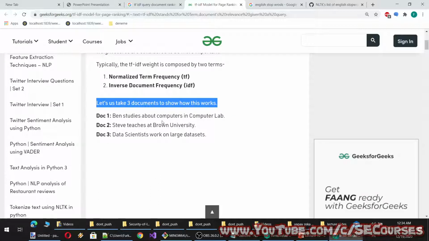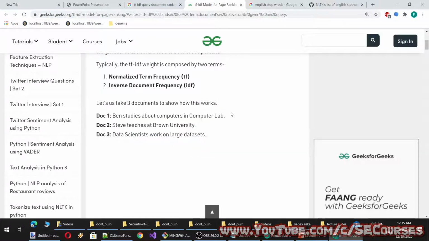Let us take three documents to show how this works. So we think as we have three documents and we will run a query, and then we will rank these documents according to our query, and we will show the user the most relevant documents in an order. So we will do a ranking based on the relevance to the query, and we will use the Tf Idf scheme to make this work. This can also be your project. You may use Tf Idf weighting ranking in your project.